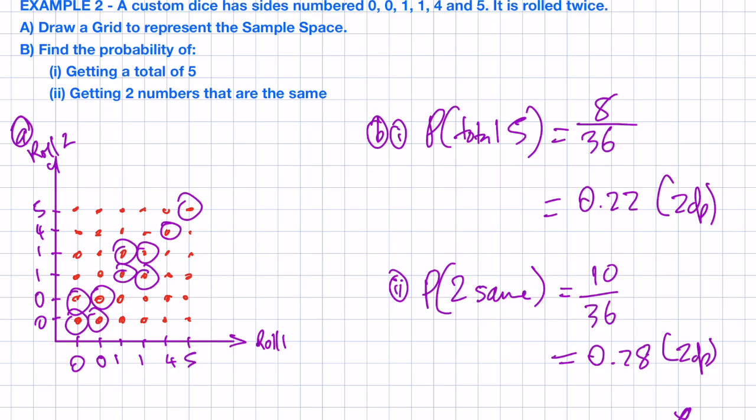This Venn diagram one's a doozy though. It's kind of complicated. I had to work it out. Let's see if I can.